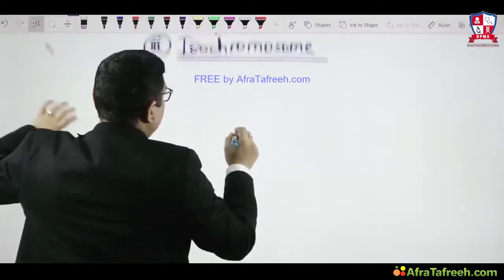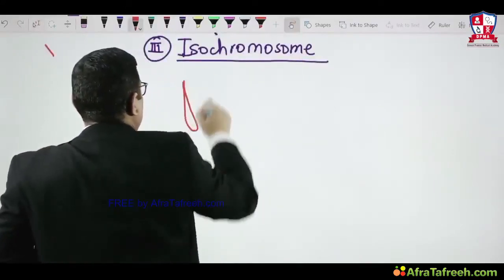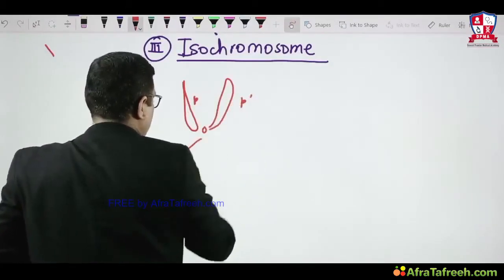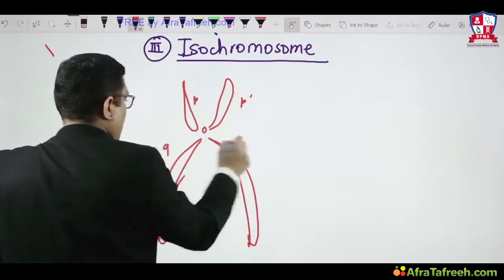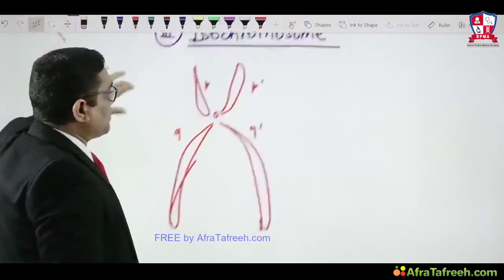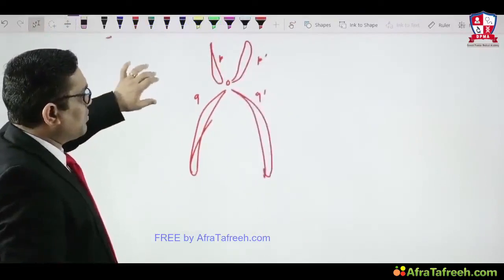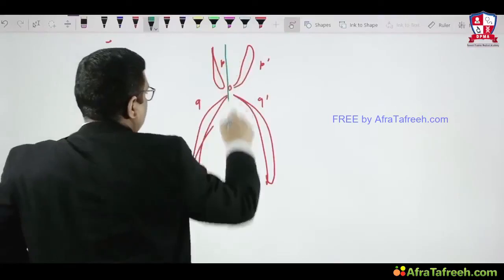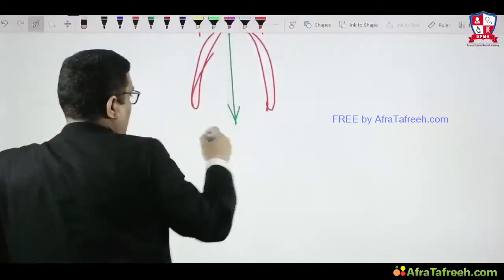For understanding this, I am demonstrating one normal chromosome. This is the short arm P and P dash, and this is the long arm Q and Q dash, right? Normally chromosomes divide in a vertical axis, like this. So normally chromosomes divide vertically. This is the normal division.